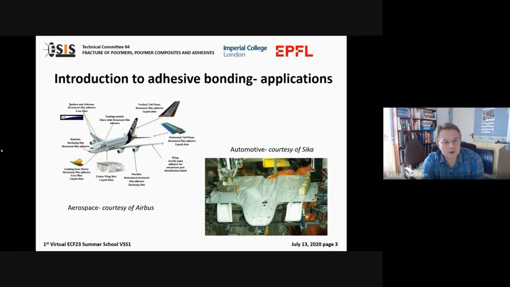But what's really critical for using adhesives in applications such as the two we see here is the ability to predict their performance. And that's their performance under a wide range of different loading conditions and service environments. So this is really what we're talking about in this presentation: methods to be able to do this.